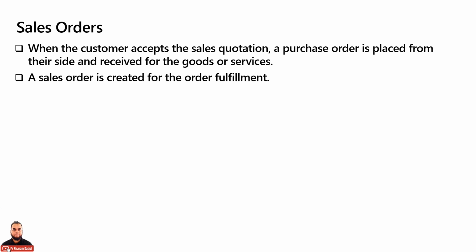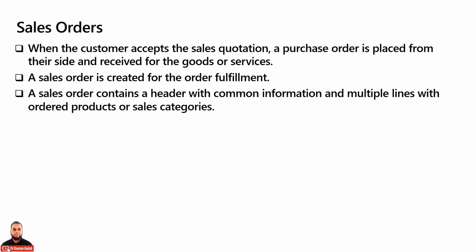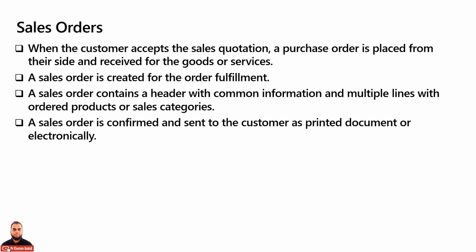A sales order is basically created for order fulfillment: what is the total quantity and how that quantity is to be delivered or is delivered. And a sales order, like other documents in Dynamics 365, contains a header with common information, mostly relevant to the customer, and it can also have multiple lines reflecting multiple products or sales categories needed by the customer. A sales order is confirmed and sent to the customer as a printed document or electronically. This is an optional step, but it can also be done.